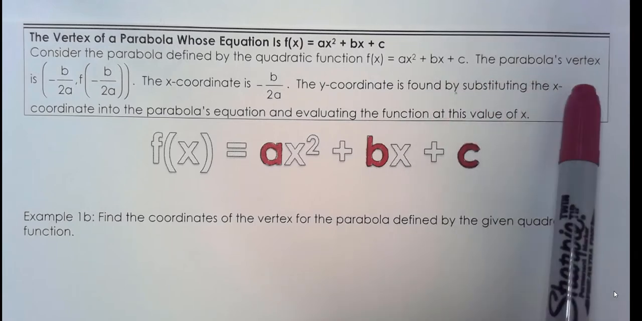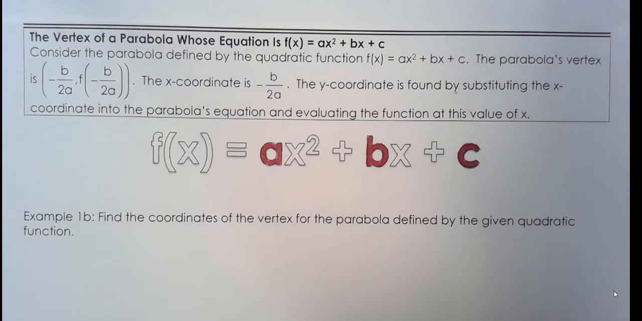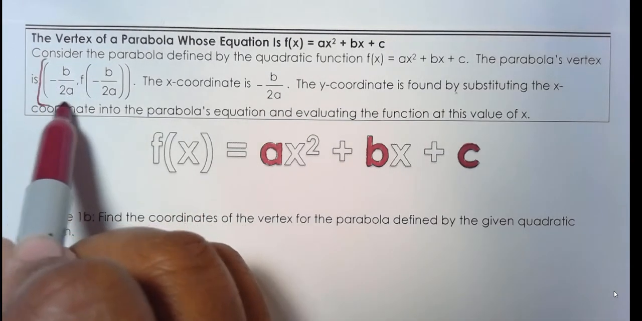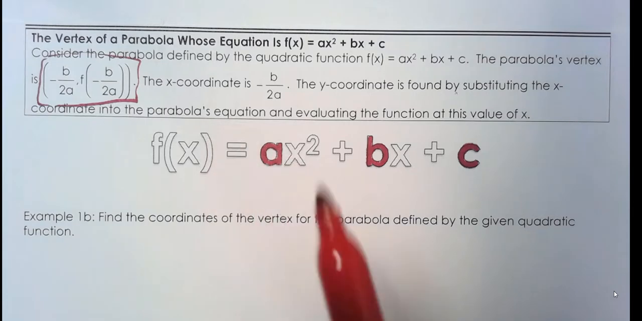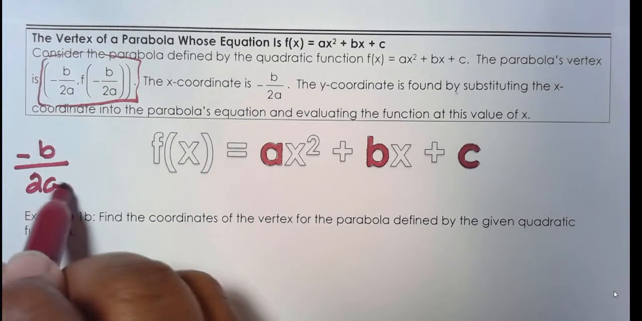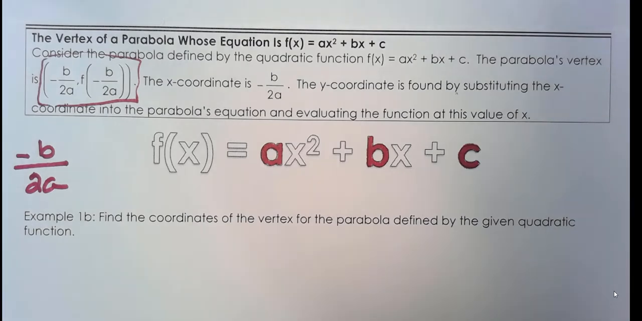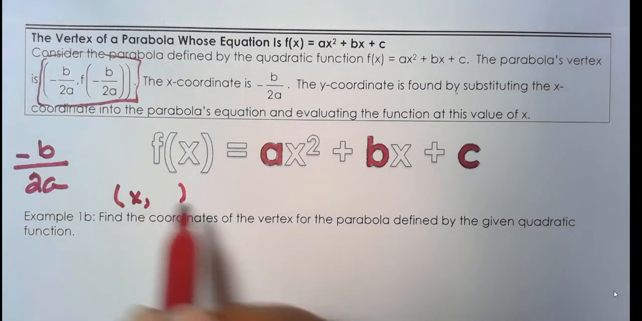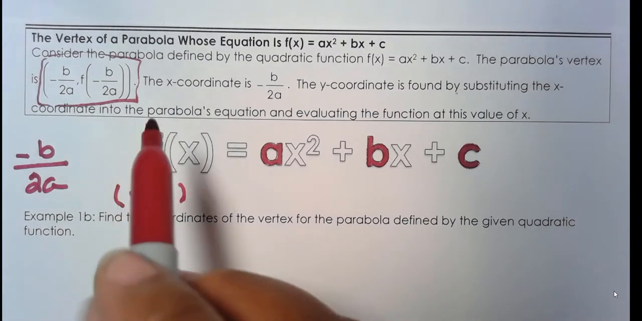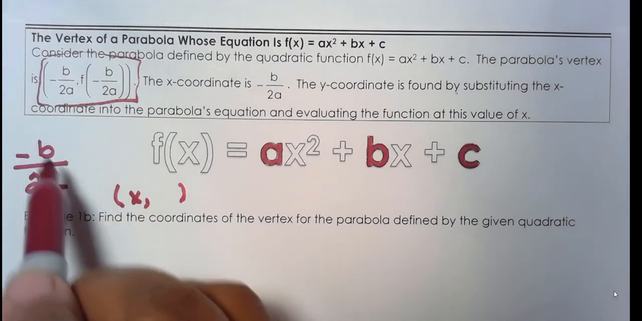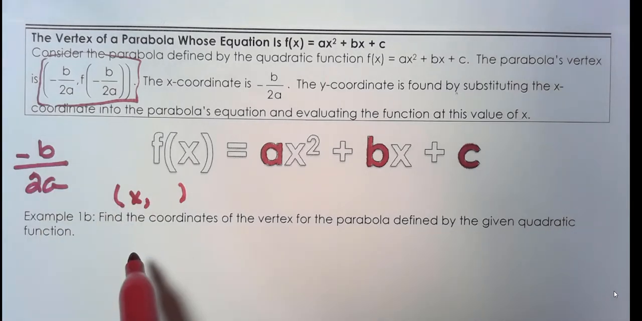The parabola's vertex. Now, this is what we're going to use: negative b all over 2a to find the x coordinate. Because here we're looking for an ordered pair to find the vertex, and the formula we're going to use to find the x coordinate will be negative b over 2a.